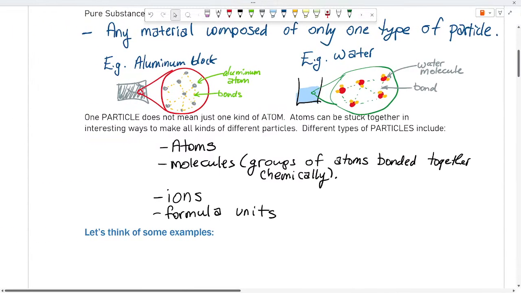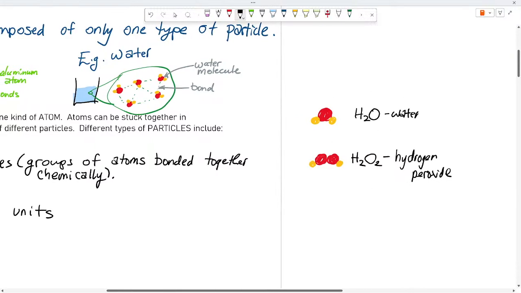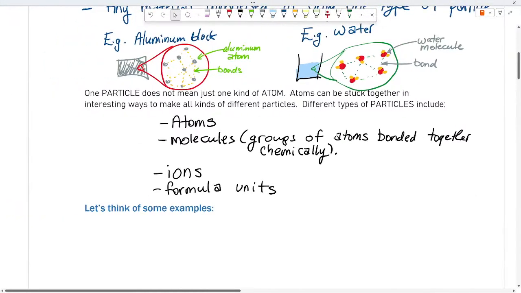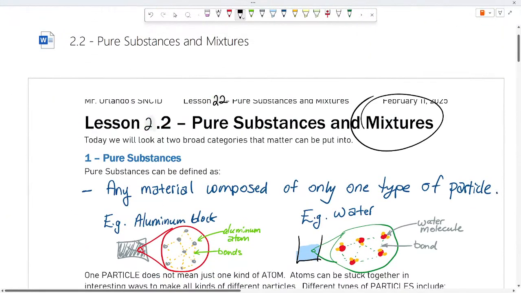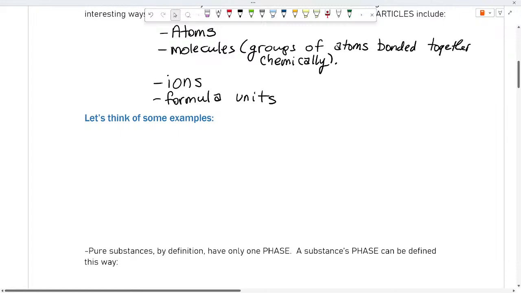And like concentrated hydrogen peroxide, normally we actually mix hydrogen peroxide with some water. If you had just this purely, it's actually very dangerous. It's a very, very strong chemical. So we water it down. We make what's called a mixture, which we're going to talk about later. So let's think of some examples of pure substances.